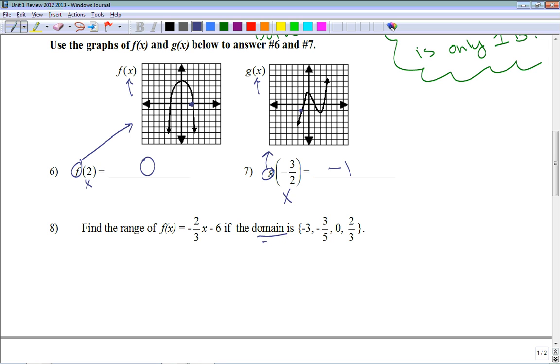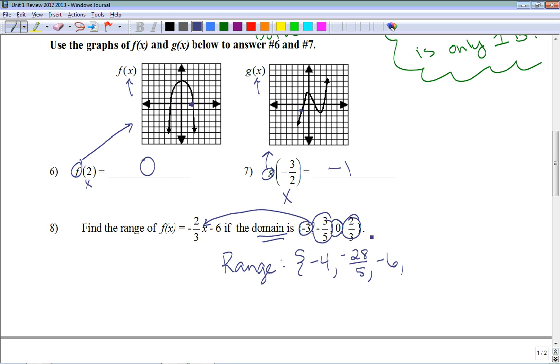For number 8, it tells us the domain is negative 3, negative 3/5, 0, and 2/3. These are just a bunch of x values. So all you have to do to find the range is plug in each of these x values. If you plug in negative 3 for x, then you're going to get negative 4. When you plug in negative 3/5, you'll get negative 28 over 5. And it's perfectly fine to have improper fractions as long as they're reduced. If you plug in 0, you're going to get negative 6. And when you plug in 2/3, you're going to get negative 58 over 9. And that's your answer.